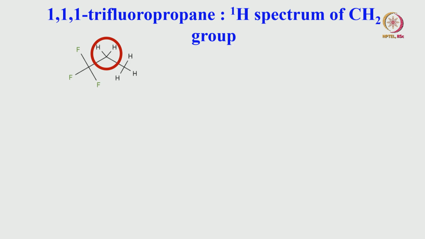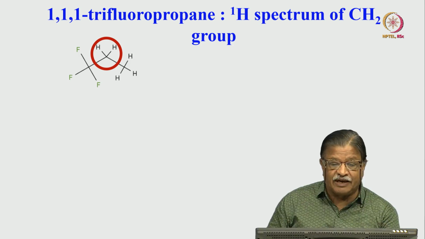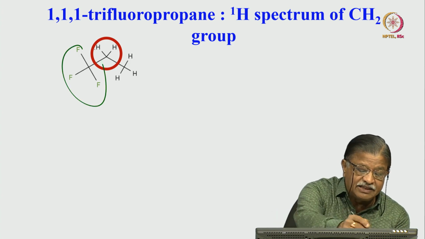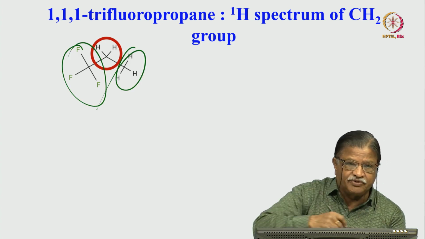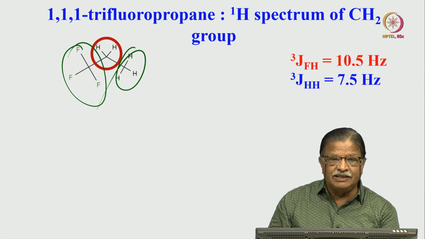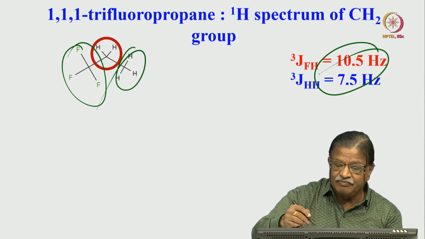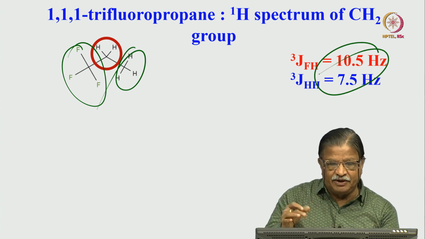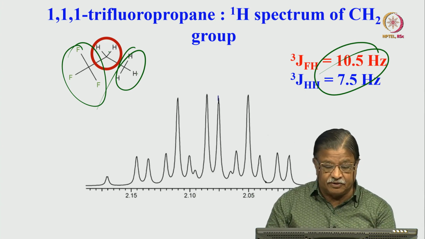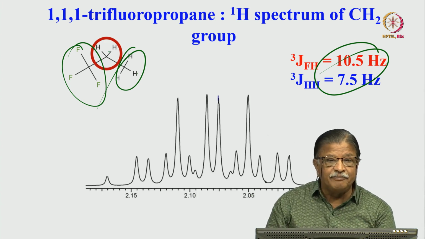Okay. Look at this molecule, this is 1,1,1-trifluoropropane. I am looking at the CH2 proton. There are 3 fluorines here, 3 equivalent protons here, CF3 group and CH3 group. Now, what is happening? I know the coupling. FH coupling I have written to you, this fluorine with this proton coupling, this proton to this proton coupling, the strength is known. Then what is the pattern you are going to get?